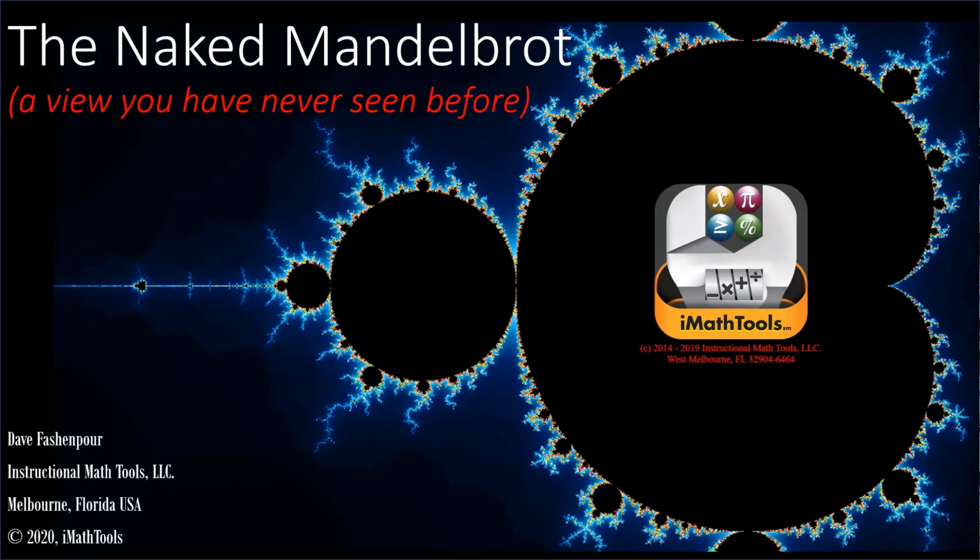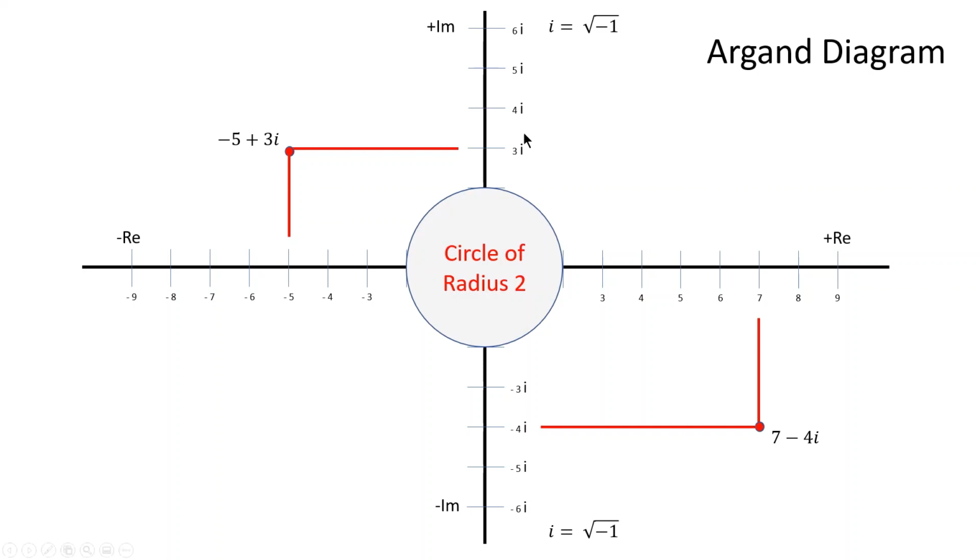Let's talk about the Naked Mandelbrot. You'll see a view of the Mandelbrot that you've never seen before. We're going to begin by defining a complex plane. We're going to use an Argand diagram to define a plane that consists of both real numbers as well as imaginary numbers. Notice there's an elephant in the room here we'll talk about later.